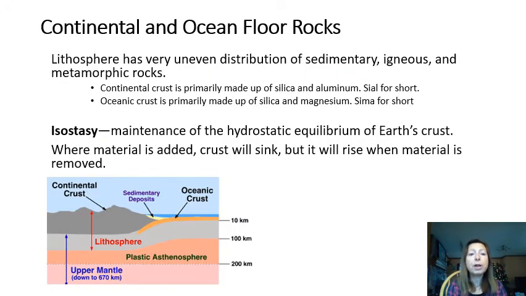As we know already, the lithosphere has very uneven distribution of sedimentary, igneous, and metamorphic rocks, and this is quite different for the continental and ocean floor rocks. So you probably already remember that continental crust is much thicker than the ocean crust, but this is not the only difference. The continental crust is primarily made of silica and aluminum, and for short it's called Sial, while ocean crust is primarily made of silica and magnesium, and it's called for short Sima.